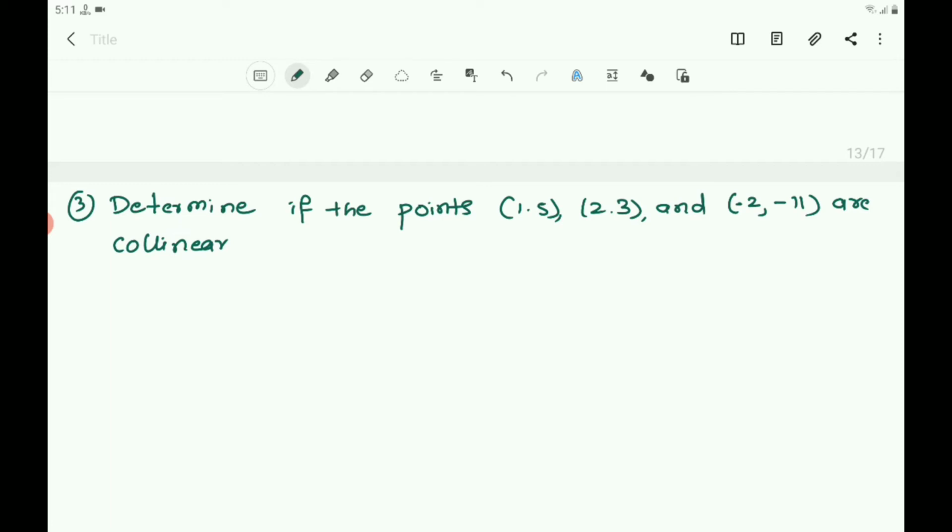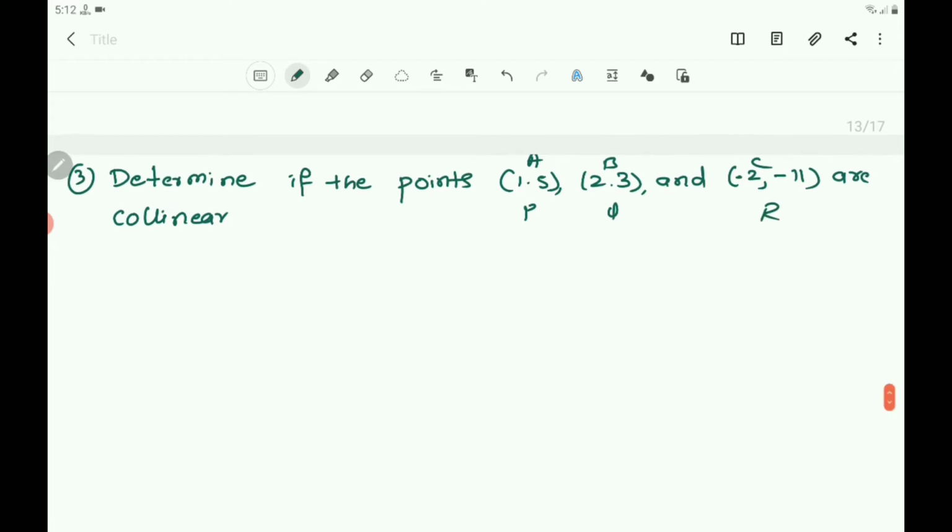Then those points are said to be collinear points. If they are collinear, the sum of any two sides must be equal to the third side. So if you consider this is A, this is B, this is C, or you can also take P, Q, R, then the sum of any two sides will be equal to the third side if they are collinear. If the sum of any two sides is not equal to the third side, then they are not collinear. They form the sides of a triangle.